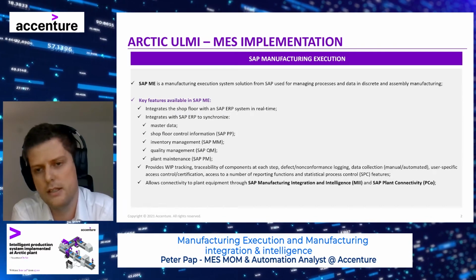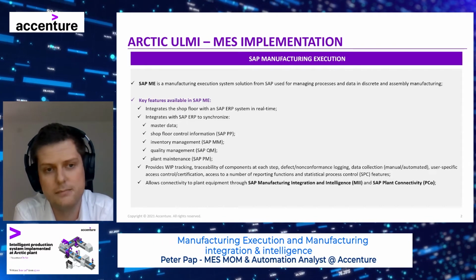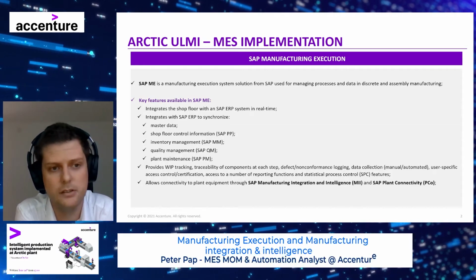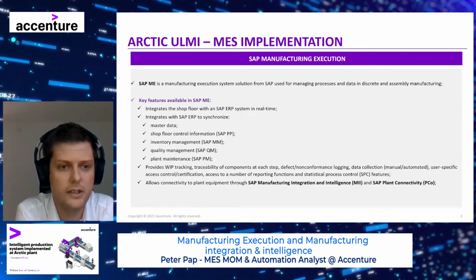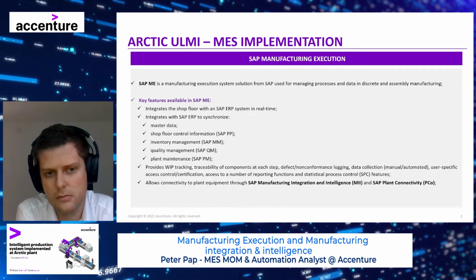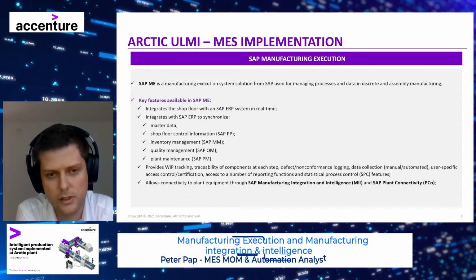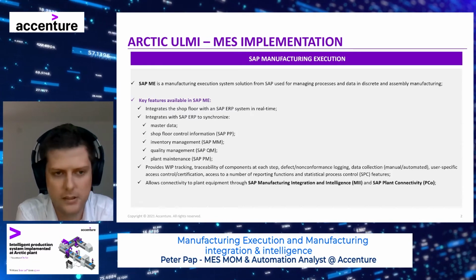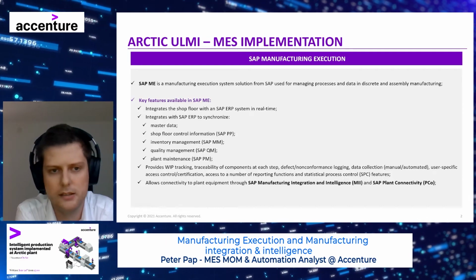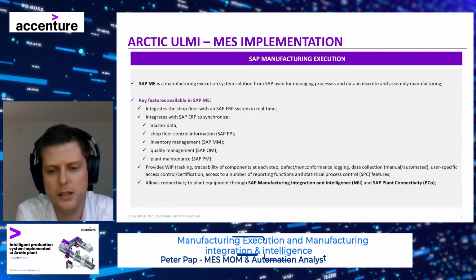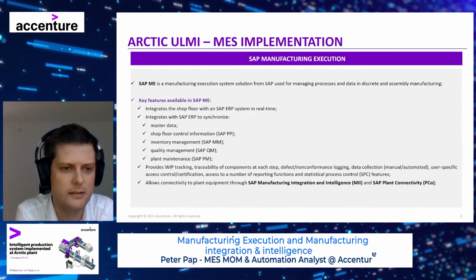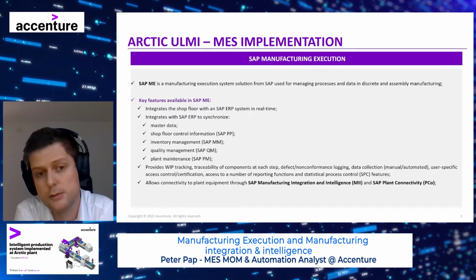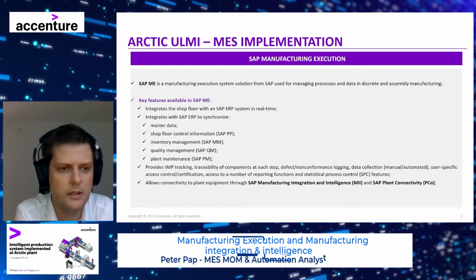SAP ME is a manufacturing system destined to manage processes and data in discrete manufacturing. Discrete manufacturing is the production of distinct components and products. So each manufactured component and product has its own identifier, which can be backtracked from the system with additional production-related information. That's what we call traceability.